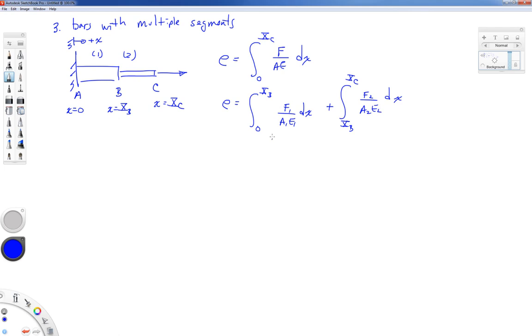Okay. But if I notice the distance from 0 to x sub b, that's the length of section 1. So in other words, I can write this as an integral from 0 to L1 of F1 over A1 E1. And then the B to C distance, that's the length of bar number 2. So I can just as easily write this as an integral from 0 to L2 of F2 over A2 E2 dx. Now if I look at these two integrals, that's just exactly the same thing as if we would have written it this way.